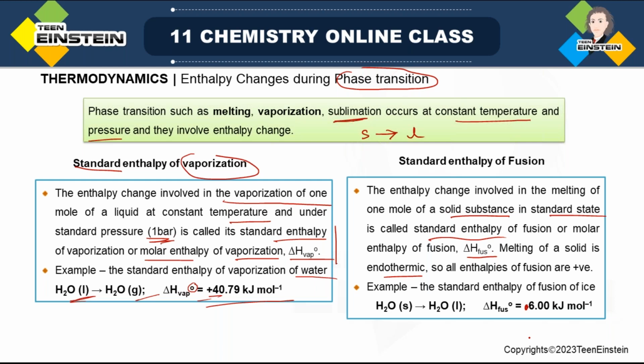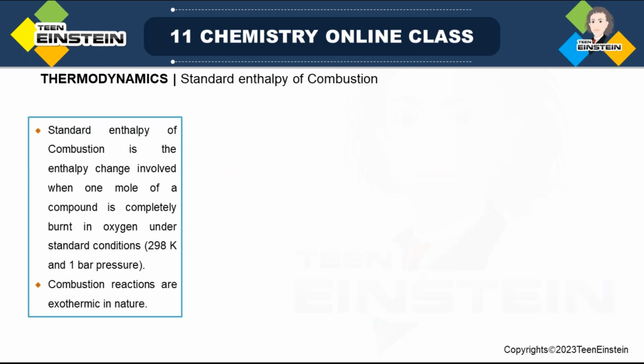So here we have seen two enthalpy changes. One is for the vaporization process, another one is for the fusion or melting process. Similarly, you can also use the same type of definition for the sublimation process, that is, the phase is changed directly from solid to gaseous state.